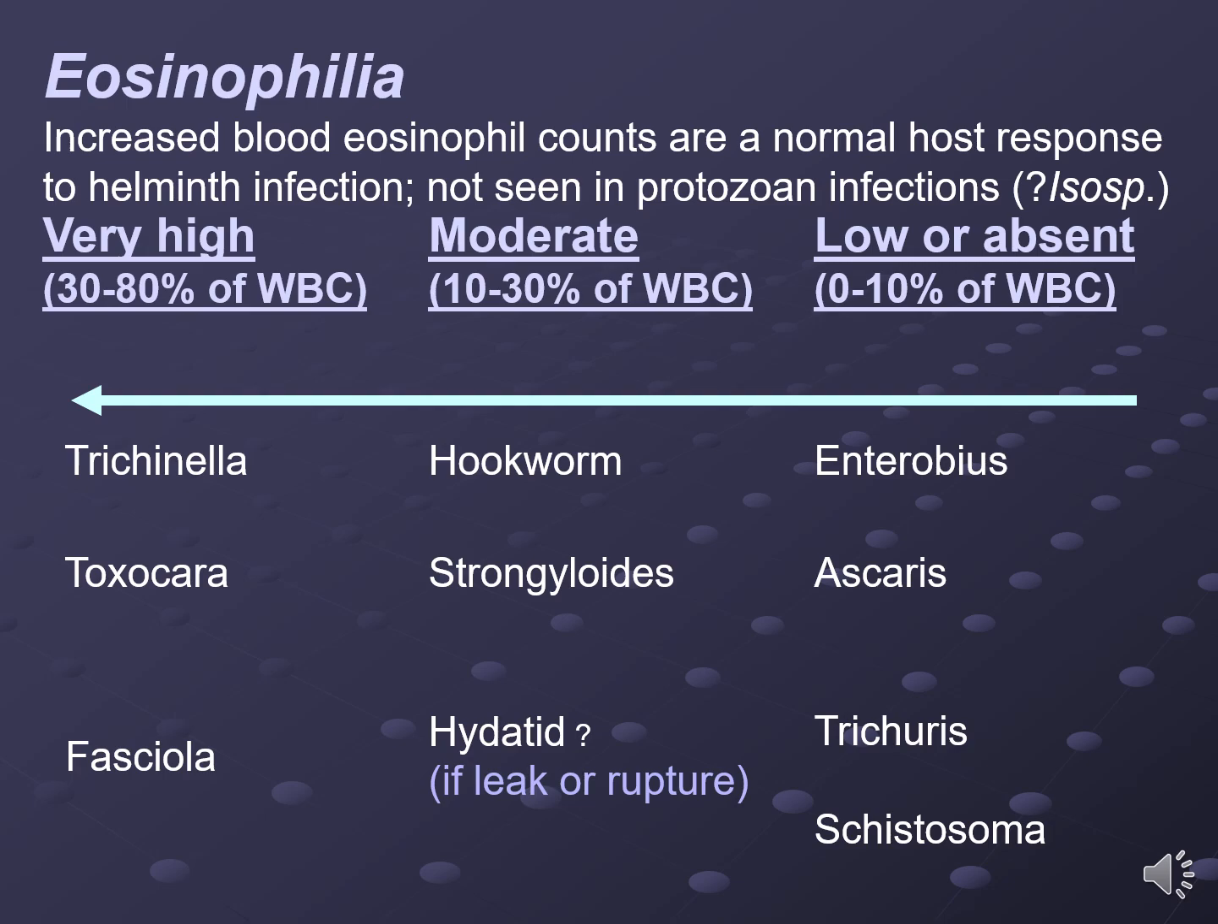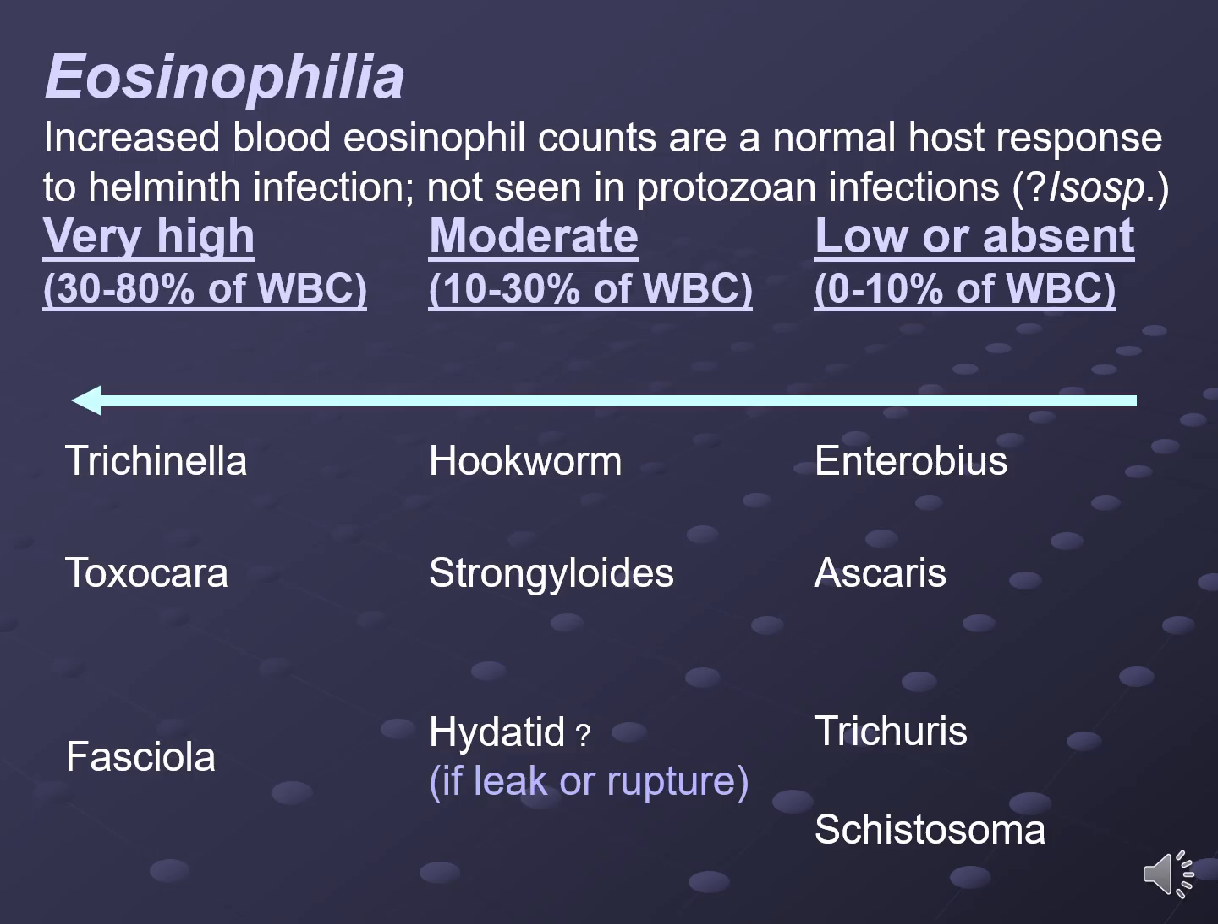Eosinophilia. I've been mentioning eosinophilia in my talks so far, and eosinophilia is an interesting finding with parasites. If we start at the right-hand side of the slide here, we have low or absent eosinophilia, that is less than 10%. It occurs with Enterobius, the pinworm, Ascaris, the roundworm, and Trichuris, the whipworm. They all occur within the lumen, so they are not in direct contact with the immune system. Schistosoma also produces mild eosinophilia.